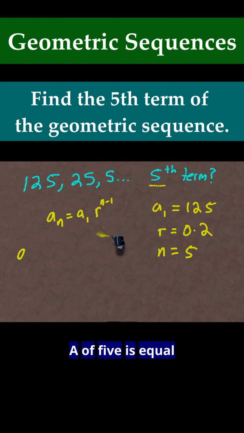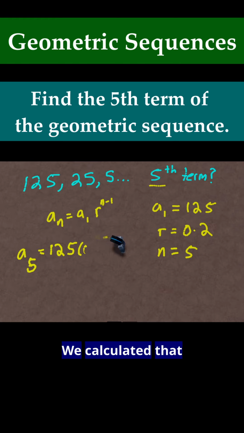A of 5 is equal to 125, because that's the first term, times r, which is 0.2. We calculated that. To the n minus 1 power, well, that's 5 minus 1. And then now we can just compute this. So 5 minus 1 is just 4. Now we need to do 0.2 to the fourth power. I'll take out a calculator because that's not very easy to do in your head.